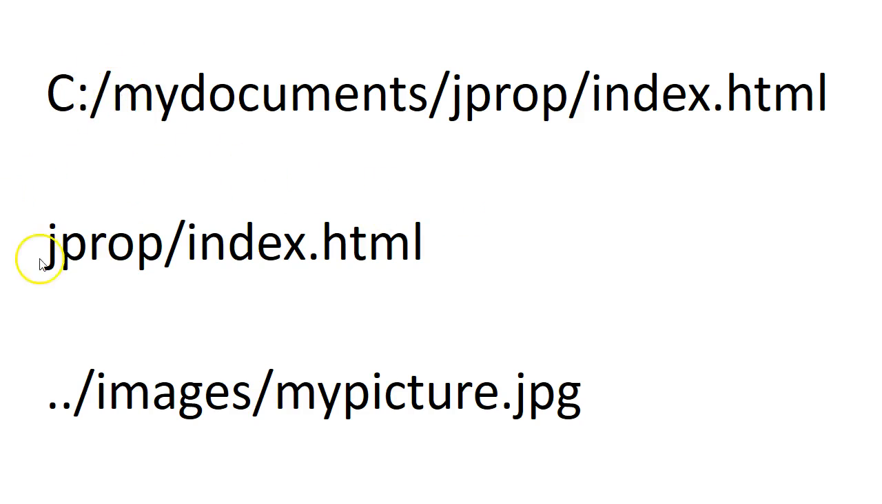The second path here is a relative path. Relative to where I might be located, you should find a folder called JProp, and in there you should find this document. This third path is also relative. You would read this by saying, go backwards one branch on the path and then go forward into an images folder, and in the images folder you'll find my picture.jpg.